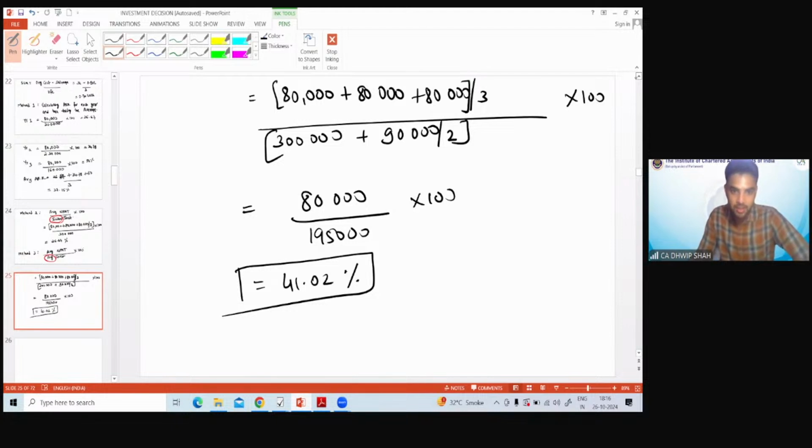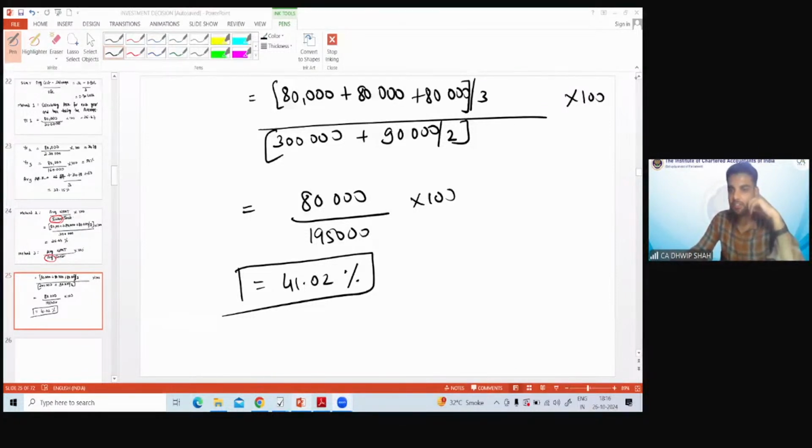Sir, in the third case, can average investment... Yes, the answer is different, but you will not get it wrong in any of the methods. Divided by 2 because we are taking the average. At the start of the year, my investment was 3 lakh. At the end of the year, it was 90,000. So we divide it by 2. You would have learned this in ratios as well. Yes, the answer in all three methods is different.